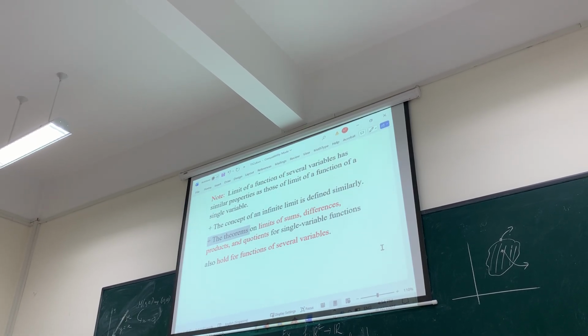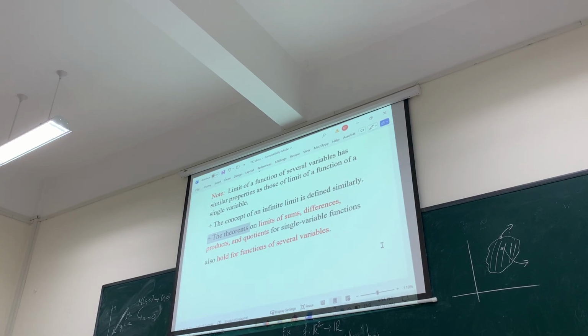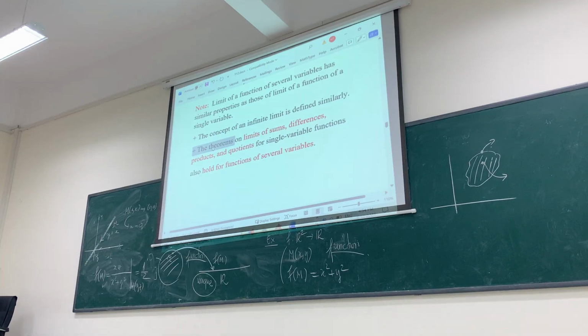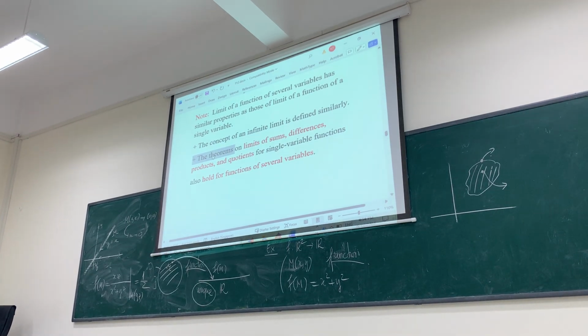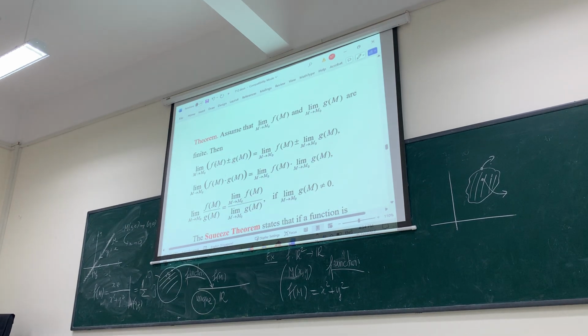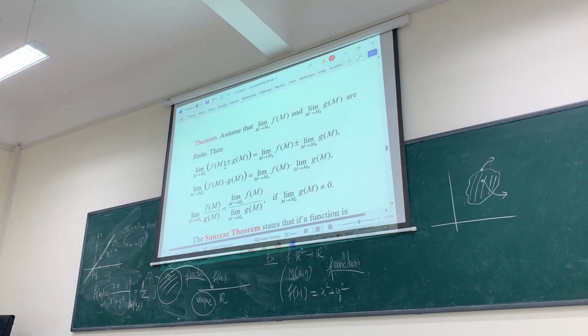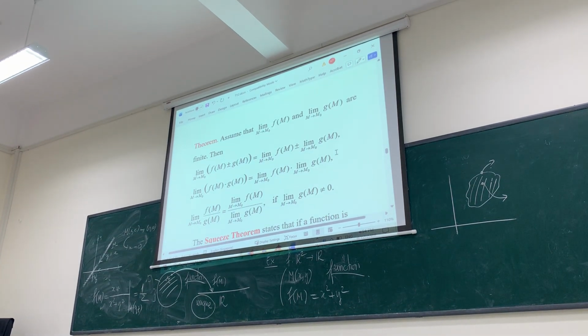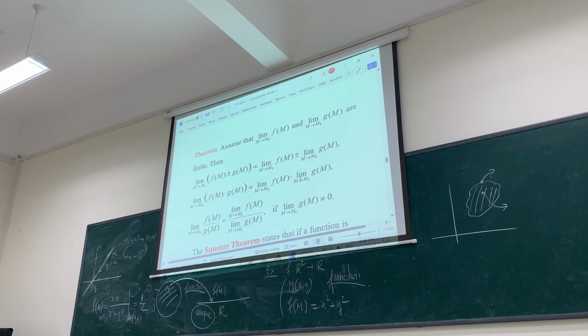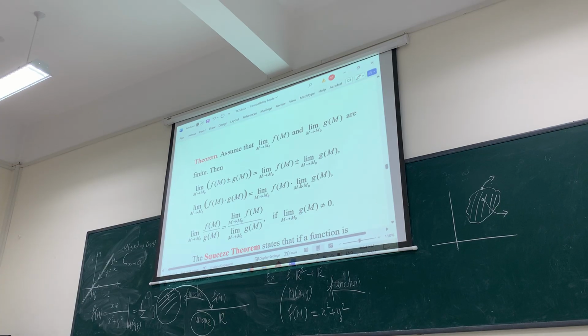Okay, you finished? The theorem relates to sum, difference, product and quotient. I want to mention the theorem here: the limit of a sum is equal to the sum of limits. The same, similar to the property of single variable functions. Yes?